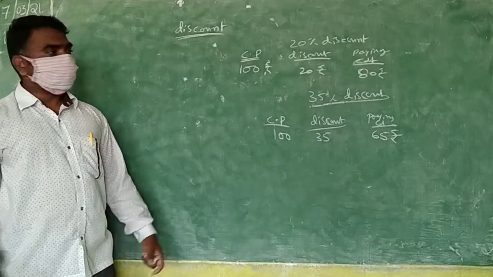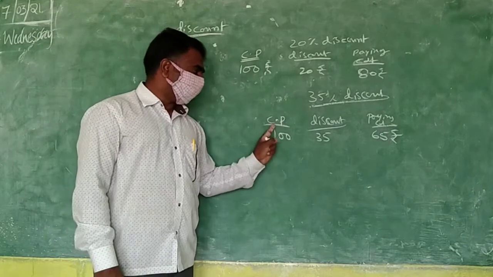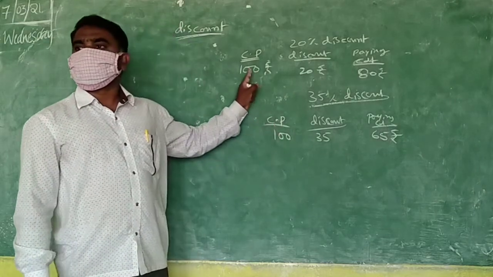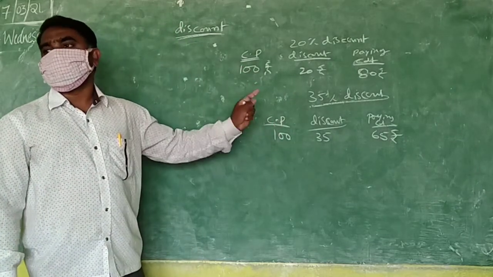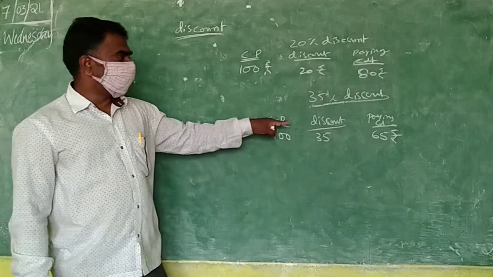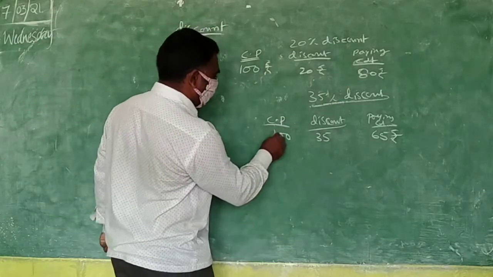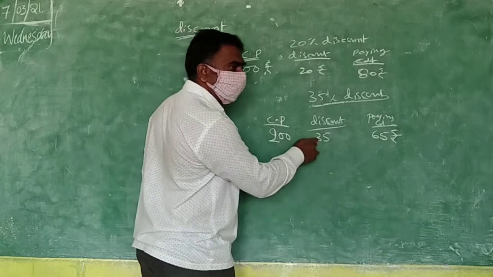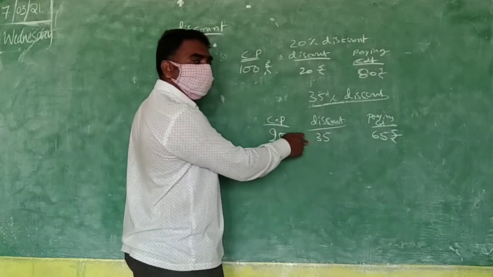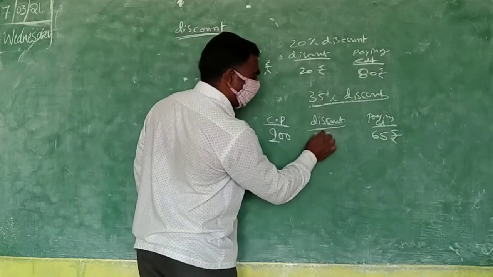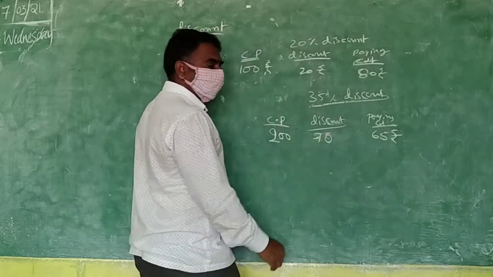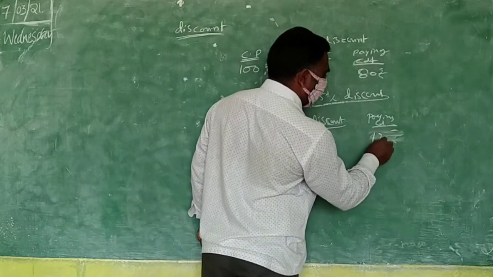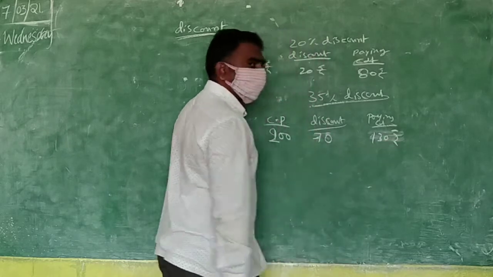Okay. So percentage means per 100 only. That's why I have always taken the cost price as 100. For 200 it will change. 35% of 200 means what will happen? 200 is 2 times 100, so 2 times 35 will be 70. So how much do you have to pay? 130 rupees you have to pay.